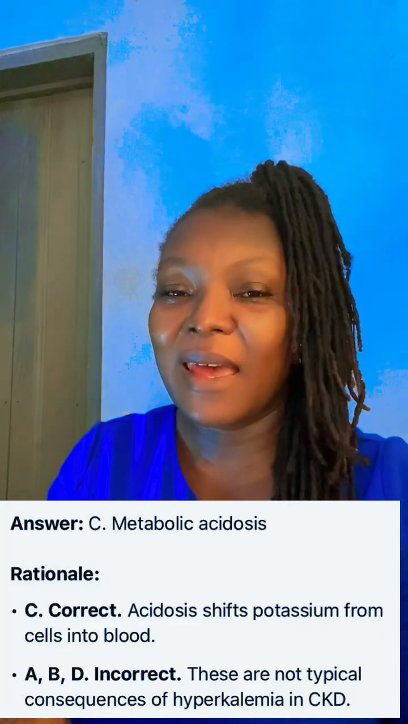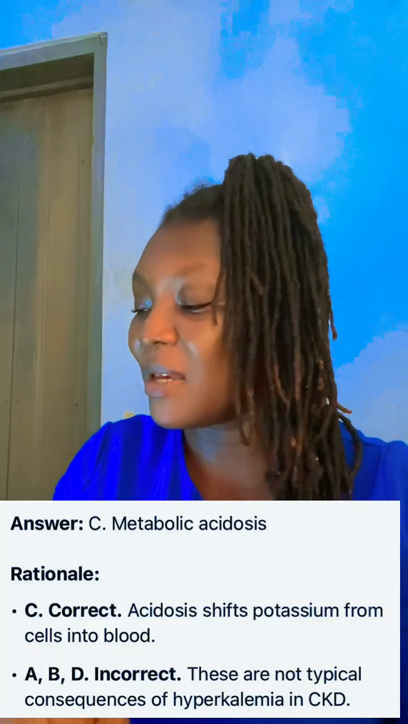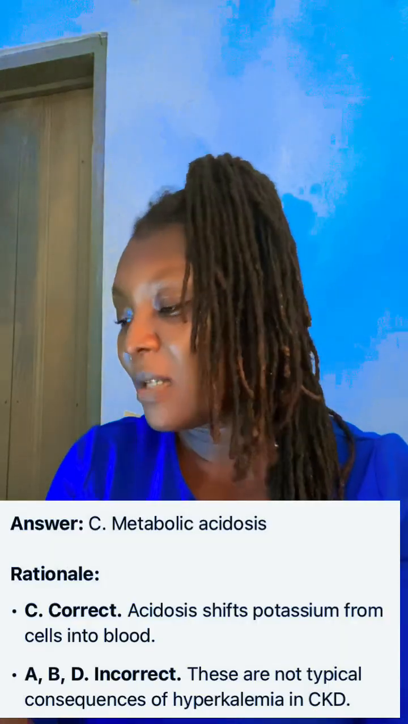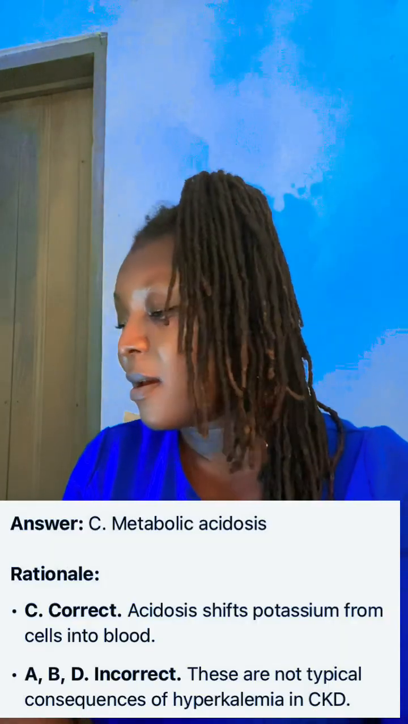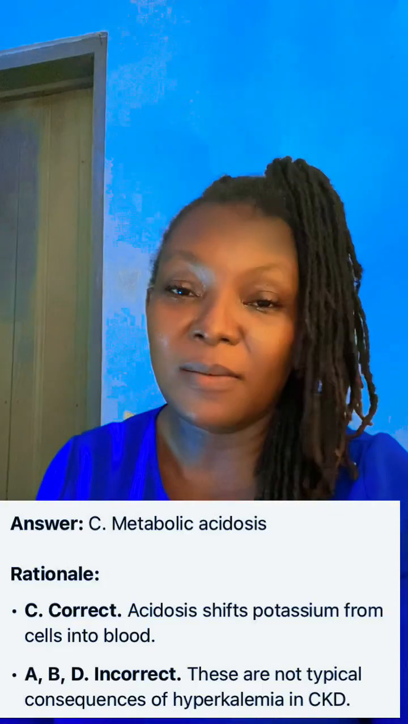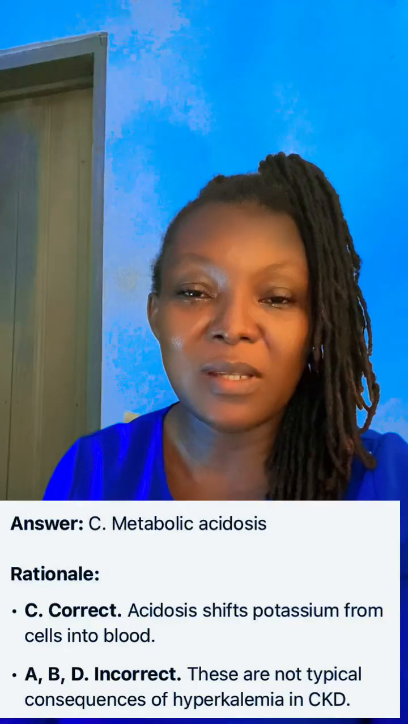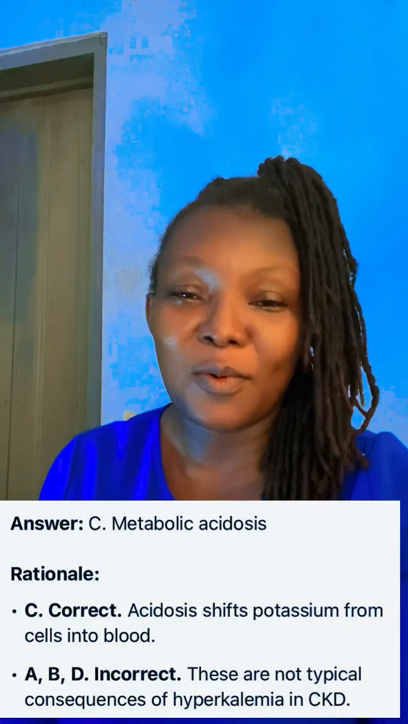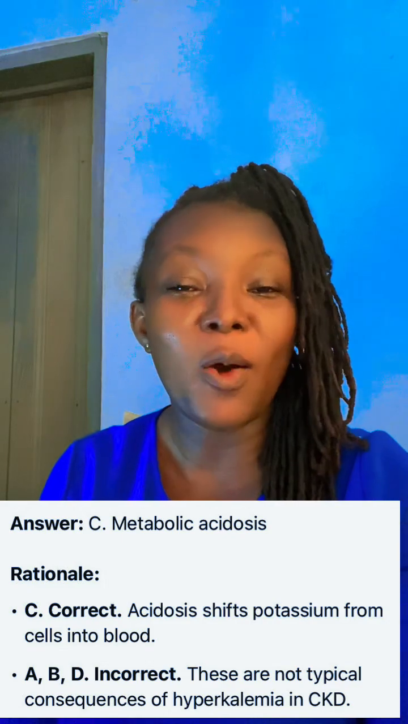Then A, B, and D, which are hypocalcemia, hypernatremia, and hypomagnesemia, have no relations with hyperkalemia at all. Okay, so hyperkalemia always goes with metabolic acidosis. All right, let's look at another question.